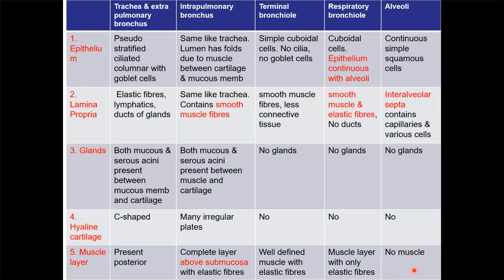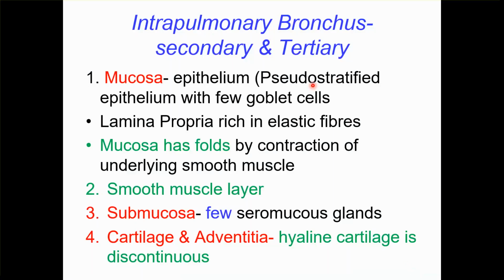Learn this slide very well so that you can understand the upcoming diagrams. The intrapulmonary bronchus, which is also the secondary and the tertiary bronchus, has mucosa, the same pseudostratified epithelium with few goblet cells. Lamina propria is rich with elastic fibers. The speciality is that the mucosa has folds with the contraction of underlying smooth muscle.